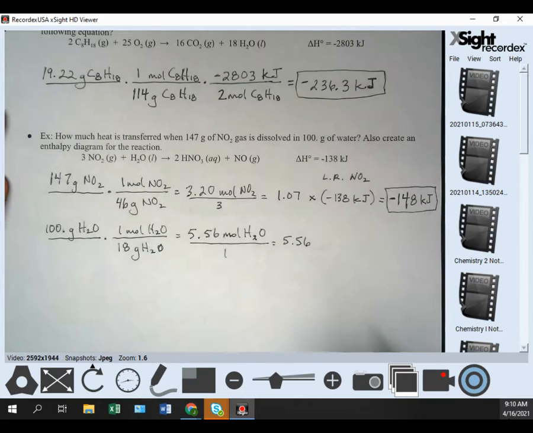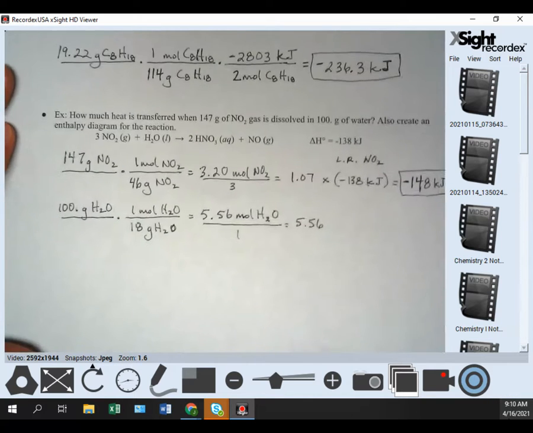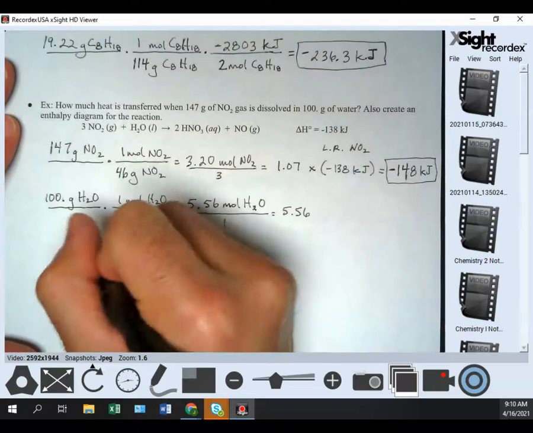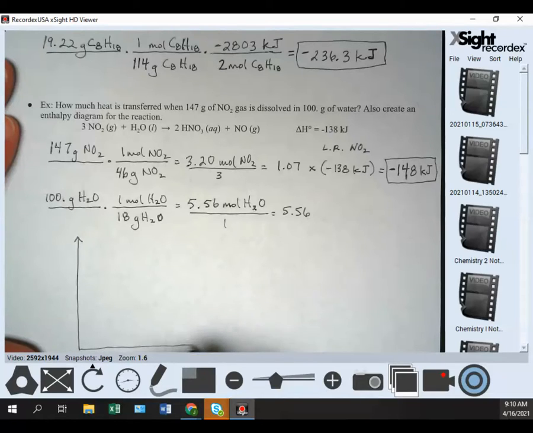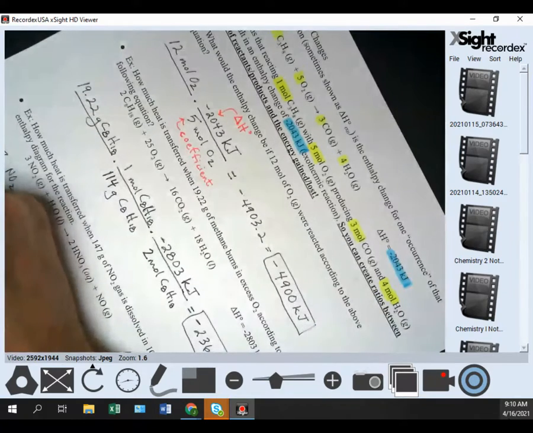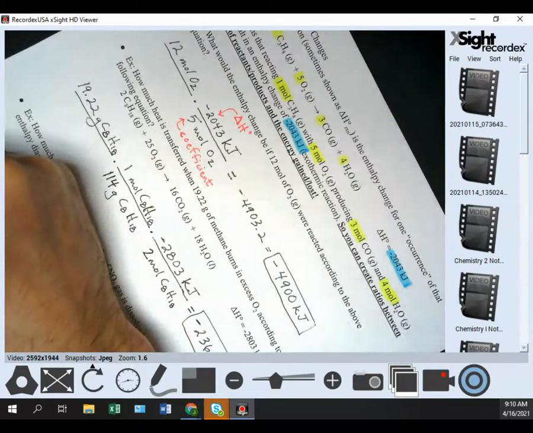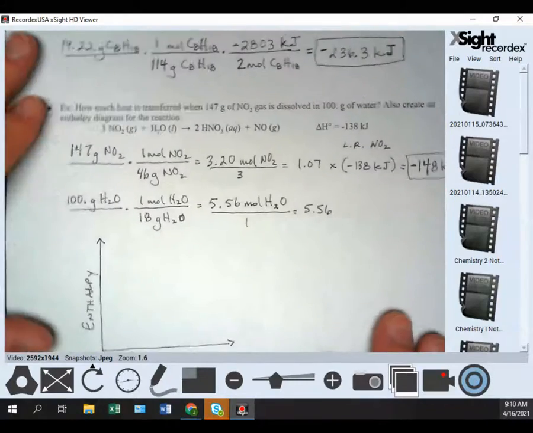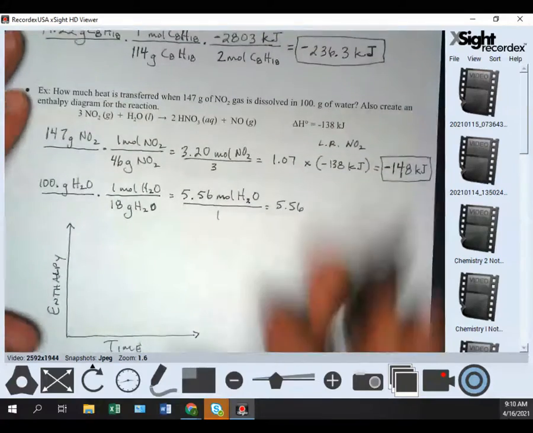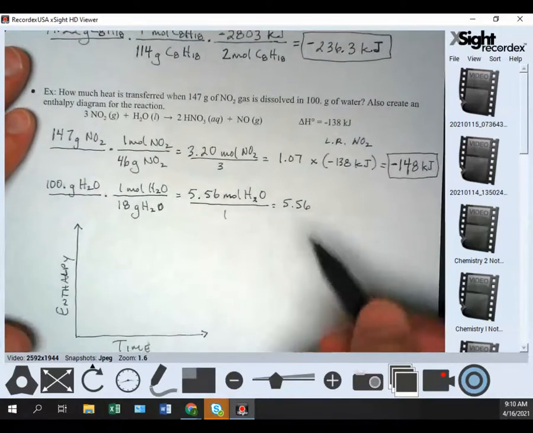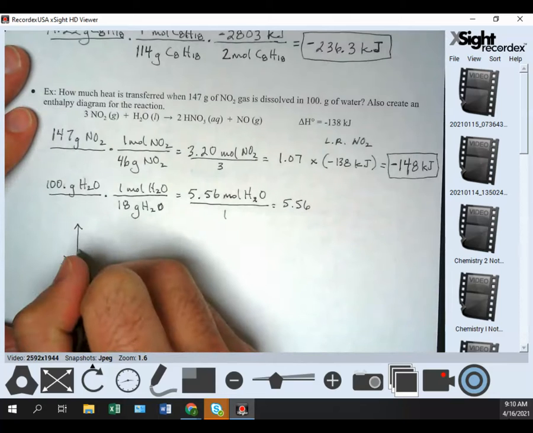And then this wanted an enthalpy diagram too, so we can whip that up real quick, just to have it in the notes, I guess, at least for me. So we have time, we have enthalpy, and okay, so it's negative, so that means our reactants are higher than our products.